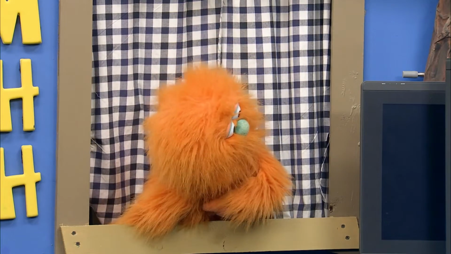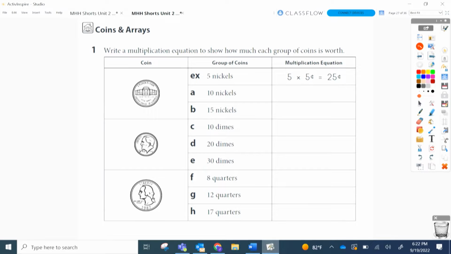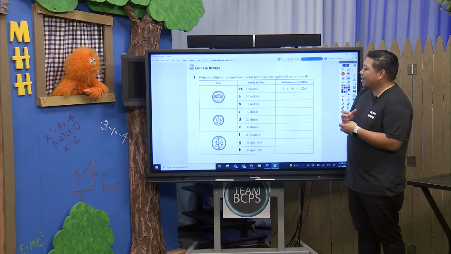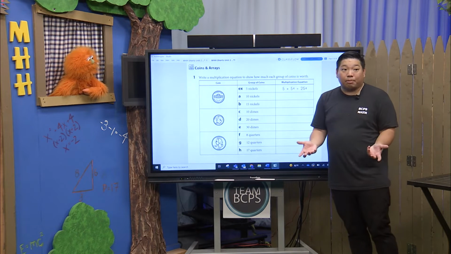Start with coins and arrays here. The first question says, write a multiplication equation to show how much each group of coins is worth. So coins is nice to work with multiplication because they're constants. You know that a nickel is always going to be worth 5 cents, a dime is always going to be worth 10 cents, a quarter is always going to be worth 25 cents. So when we think about multiplying groups of coins, it's nice and easy for us to work with something that's a real world example.